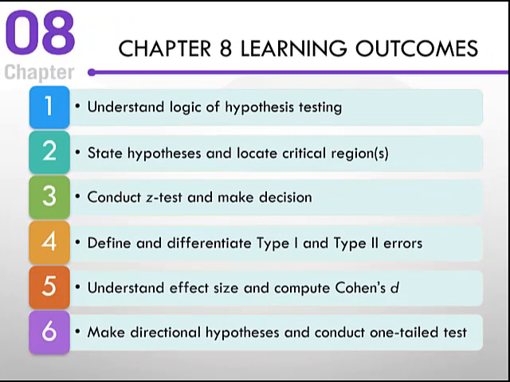After this chapter, you'll be able to understand the logic of hypothesis testing. So again, why are we even doing this? Be able to state hypotheses and locate critical regions, very similar to the things we've done before. Then conduct a z-test and make decisions. Define and differentiate a type 1 and type 2 error. And understand the effect size and compute Cohen's d. And also make directional hypotheses and conduct one-tailed tests.